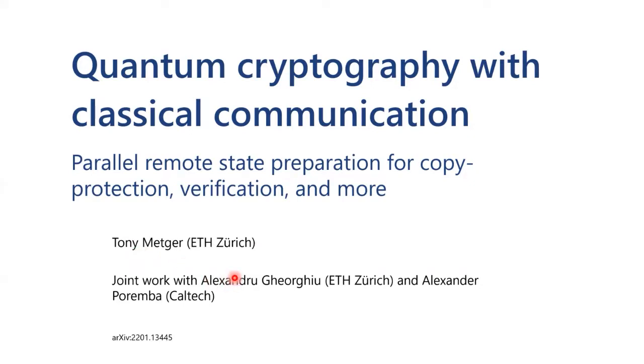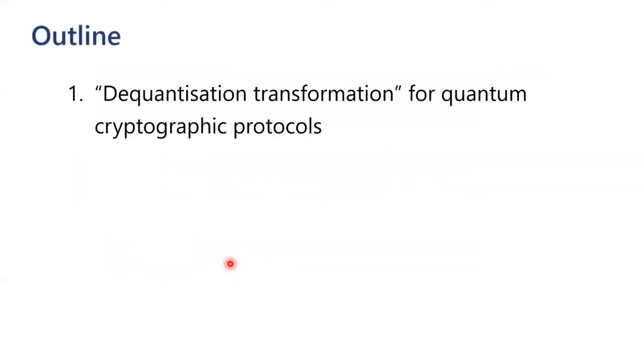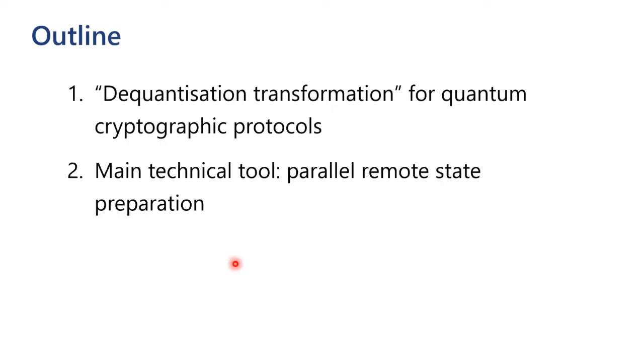And what I'll talk about is a kind of transformation that we can do on quantum cryptographic protocols to make them, in a certain sense, less quantum. So I'll begin by explaining what exactly this dequantization transformation, if you want to call it that, achieves, and also what we pay for it and when you should and shouldn't apply it. Then I'll explain the main technical tool that underlies this transformation, which is a protocol for what we call parallel remote state preparation. And finally, I'll end on some open questions.